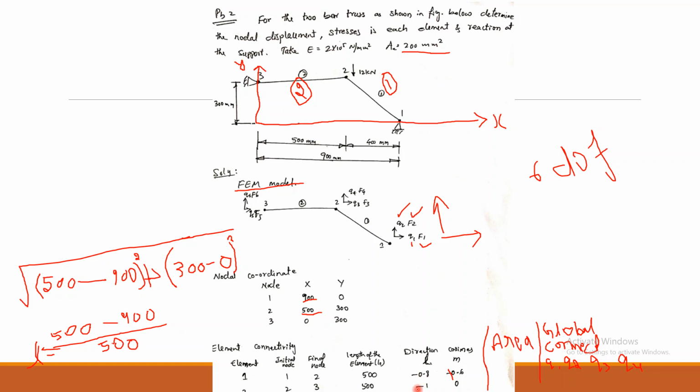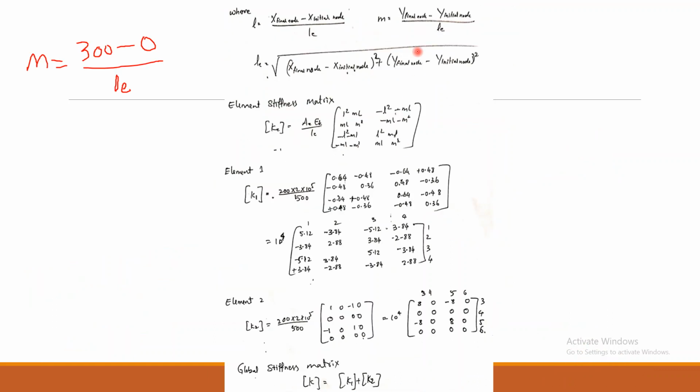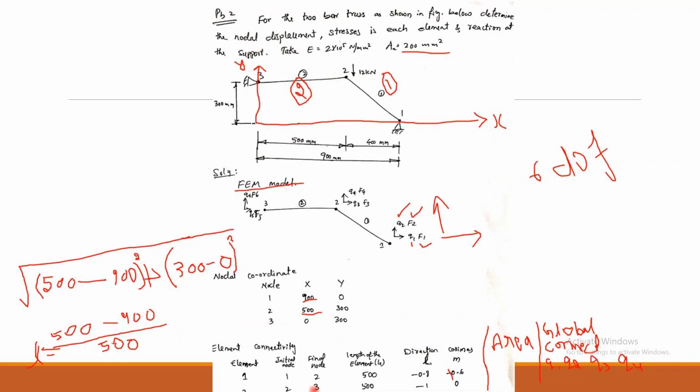Okay, once you did that, direction cosines L. So L is equal to, for this case, x final minus x initial, that is x3 minus x2. So what is the value of x3? 0. What is the value of x2? That is 500, divided by 500. Then it becomes minus 1. So direction cosines M, y final minus y initial divided by length of the element. Y final, that is y3 minus y2. So y3 is 300, y2 is also 300, then it becomes 0.